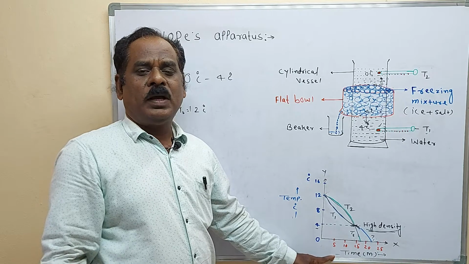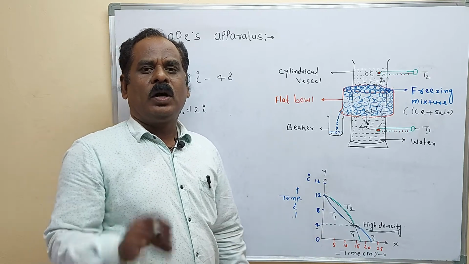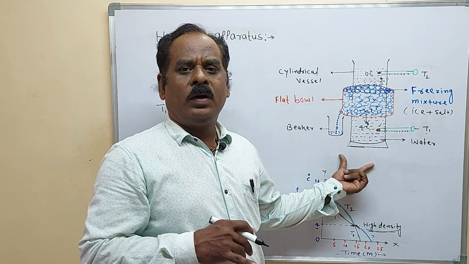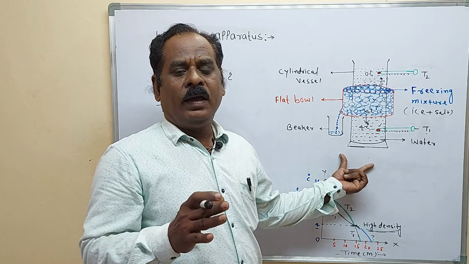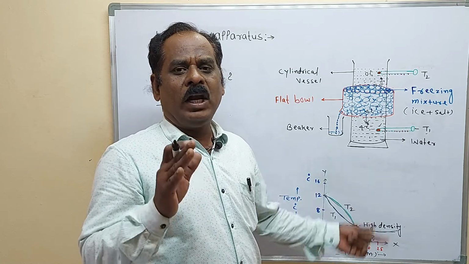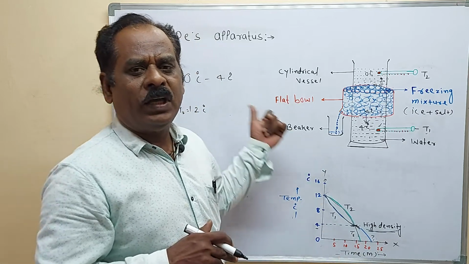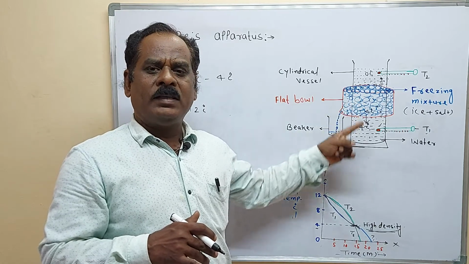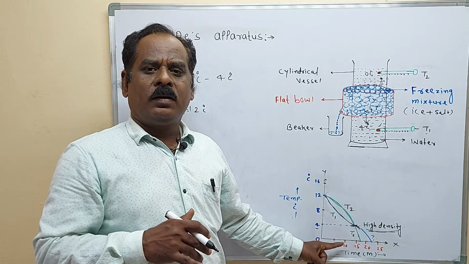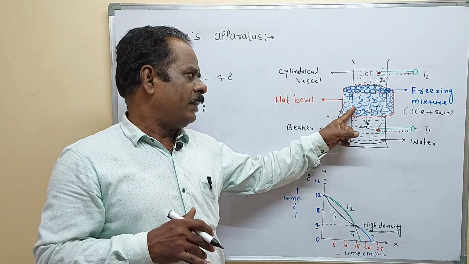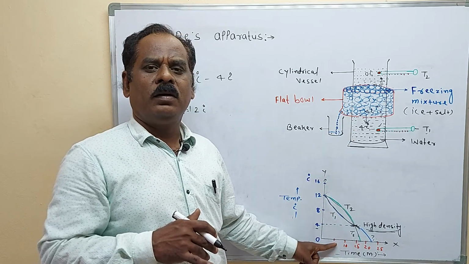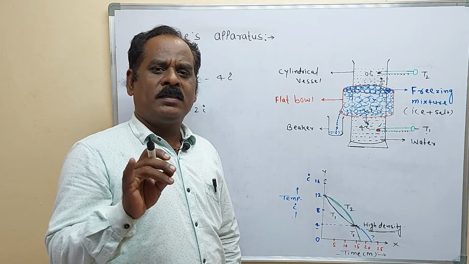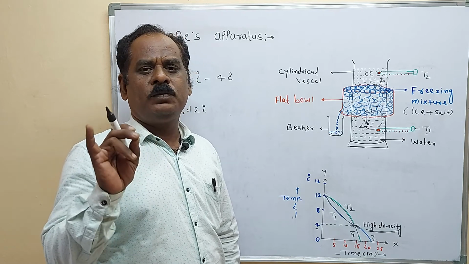Which type of question will be asked on this point? Draw the well-labeled diagram of Hope's apparatus. Second question: explain how you will study the anomalous behavior of water with the help of Hope's apparatus. Then draw this apparatus diagram as well as this graph and explain the whole description, the diagram and graph description. We get full marks. Some important points will be given in the description box. Thank you.